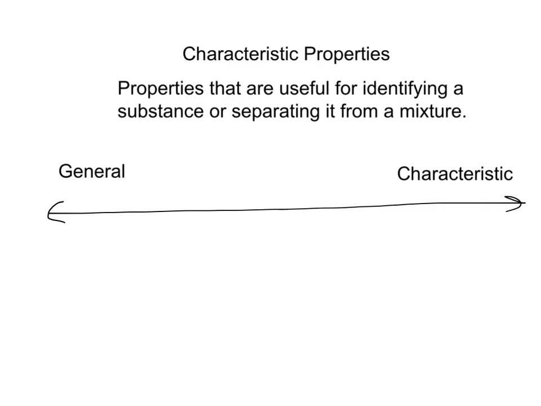Hi guys, in class we talked about characteristic properties. I defined a characteristic property as any property that's useful for identifying a substance or separating it from a mixture. So right now we're focused on identifying substances, and we talked in class about the fact that lots of things have similar properties to one another at first glance, and what properties can we actually look to determine or distinguish one substance from another. So it's helpful to have a picture of a substance to get us started here.